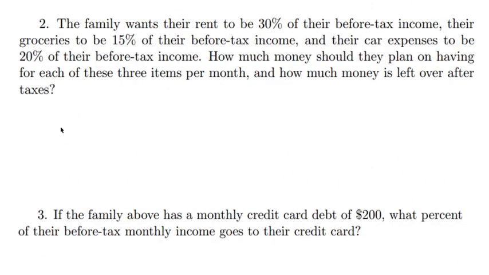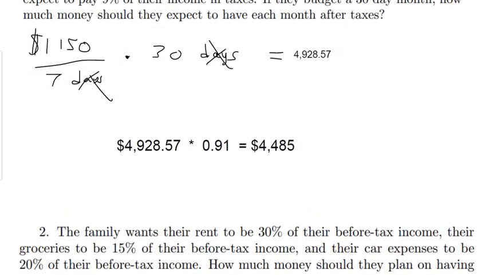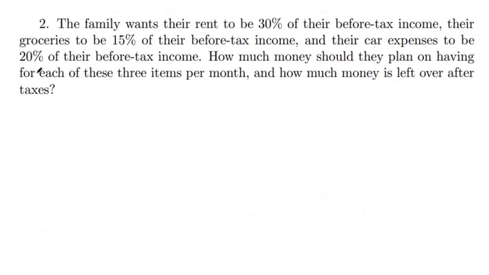Okay, so the family, I think this means the family in the above problem, they want their rent to be 30% of their before tax income, their groceries to be 15% of their before tax income. So before tax income means this dollar amount that we got in the first step. And the car expense to be 20% of their before tax income. So how much money should they plan on having for each of these?